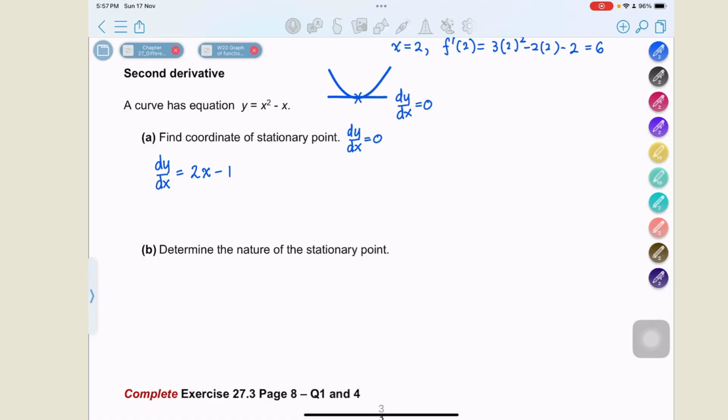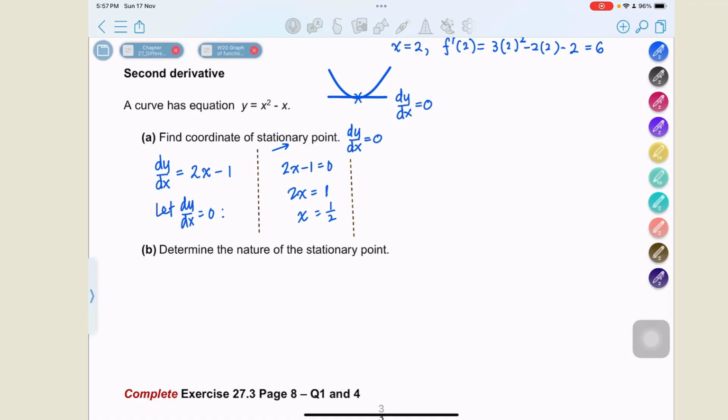So next step, because I know for finding a stationary point, I always need to let my dy/dx equal 0. Why do I need to do that? Because I need to use dy/dx equals 0 to find my x coordinate. So I put 2x minus 1 equals 0. From here, 2x equals 1, my x equals 1 over 2. So I know my x coordinate is a half. That half represents the x coordinate of the stationary point.